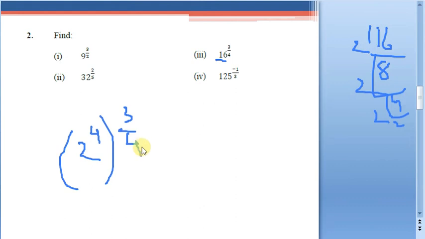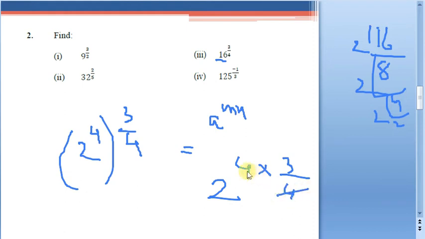Now look for the form in which it fits. It is a power m whole power n. So a power m whole power n is what? A power mn. So that is why in place of a, 2 is there, in place of m, 4 is there, in place of n, 3 by 4 is there. So 4 will get cancelled. What is 2 cube? 2 cube is nothing but 8. So 8 is going to be the answer for the second one. So we are using only one exponential law that we have learned.